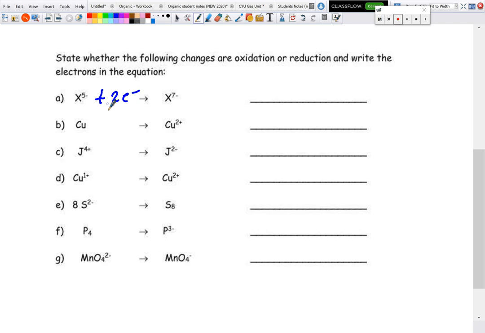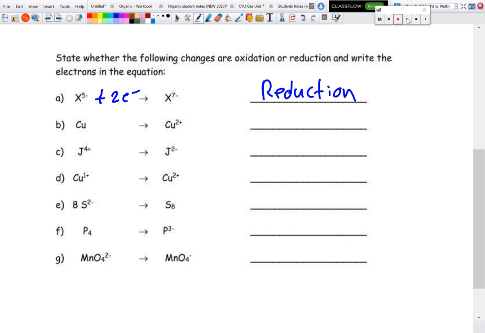Now because I'm adding electrons, the X with -5 charge is gaining electrons. Remember, OIL RIG, or LEO the lion says GER, either one. Whenever we gain electrons, this is reduction. All right, so we have a bunch of other examples here: B, C, D, E, F, and G. So I want you to pause the video and see if you can give them a go. When you come back, I'm going to go over B and then fill in all the answers for C, D, E, F, and G.